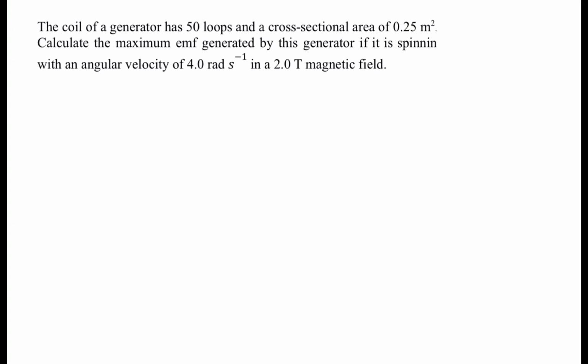So first of all, this is your question. I'm not sure what number it is. The coil of the generator has 50 loops, so basically the given number of loops is 50. The cross-sectional area is 0.25 meter square. Calculate the maximum EMF. When it is maximum EMF, you know NBA omega. There will be no sine omega t because for the maximum induced EMF, sine omega t is going to equal 1. Generated by this generator if it's spinning with the angular velocity omega of 4 radian per second in a 2 Tesla magnetic field.